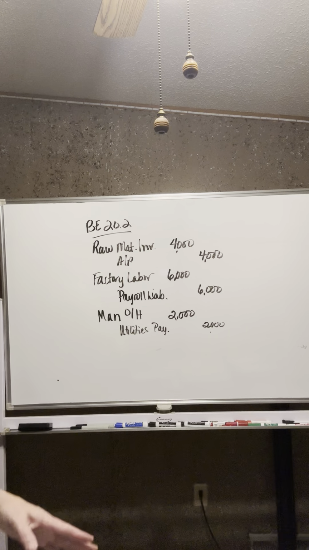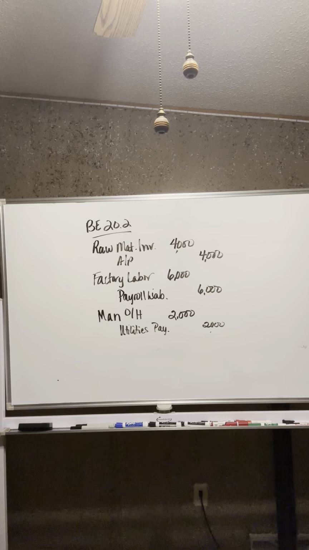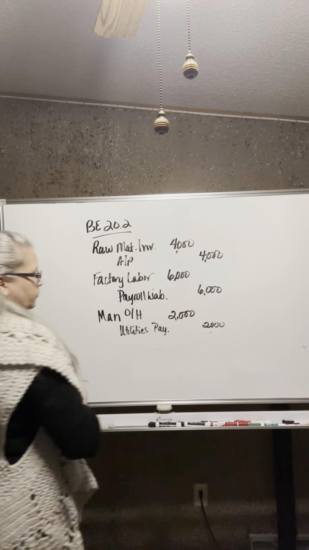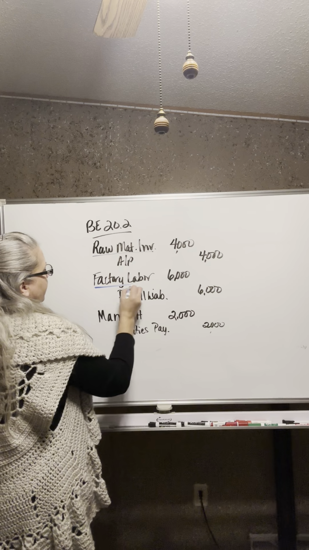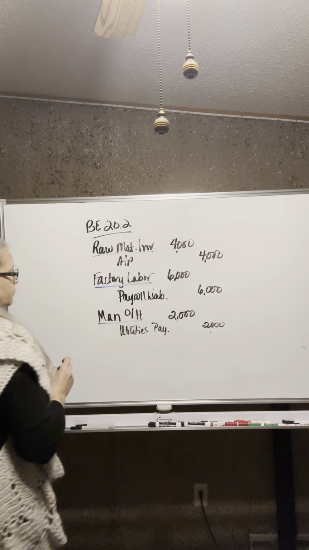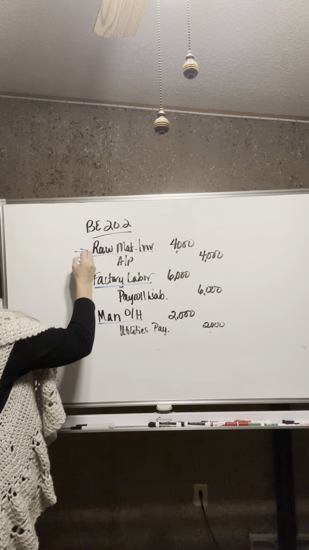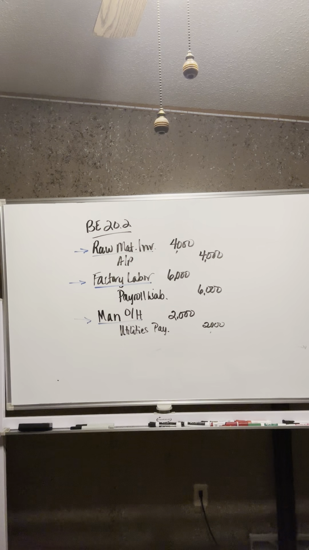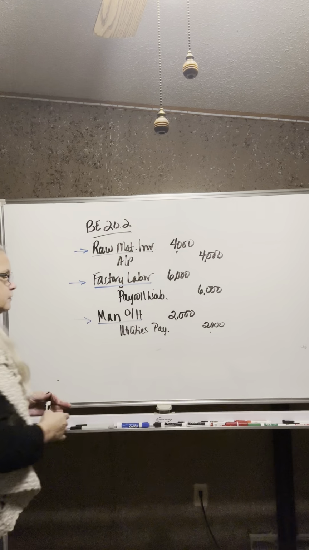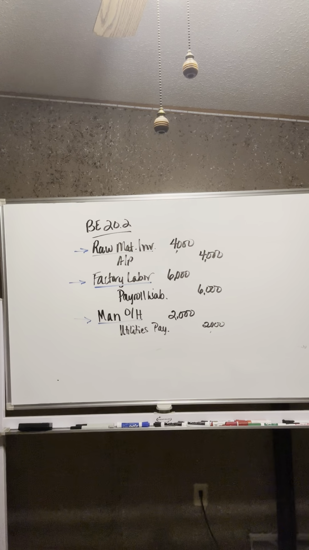Okay, so this is basically setting up the three cost components. We have three cost components when we're talking about the cost accounting process. We have raw materials, we have factory labor, and we have manufacturing overhead. So when I talk about the three cost components, that's what it is. Raw materials, factory labor, and manufacturing overhead. Those are the three costs that are going to go into each product that we make.